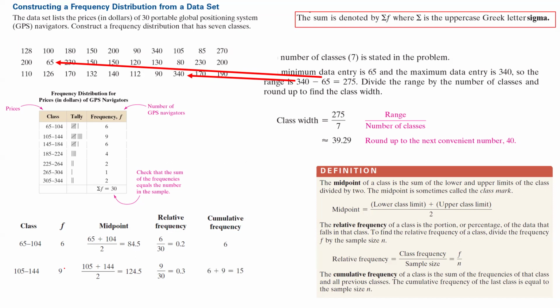Let's take a look at another class, 145 to 184. The frequency of the third class is 6. The midpoint, you take the lower limit, 145, you add it to the upper limit and divide by 2. So you get the representative for the third class. To find the relative frequency, this is 6 divided by 30, which is 20%. Now to find the cumulative frequency, we're going to add all of these frequencies together. So it is going to be 21.